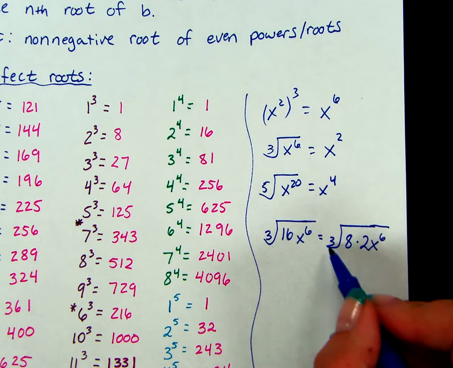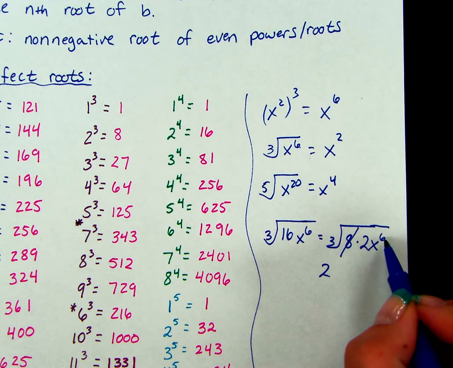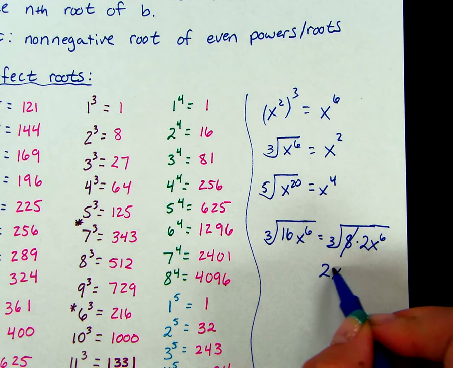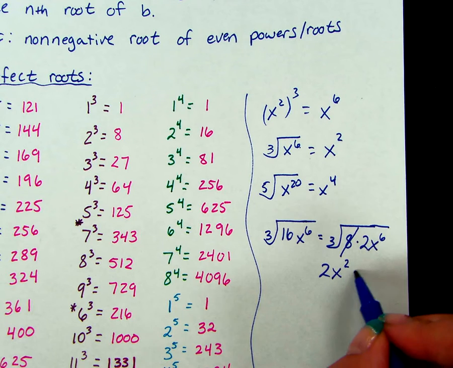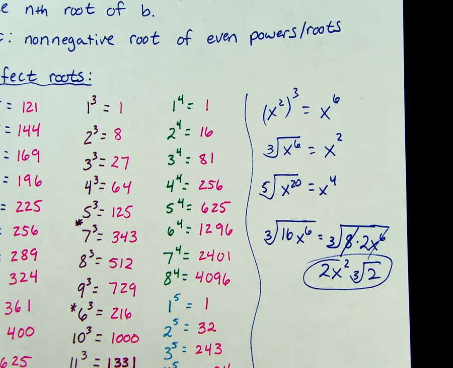So now we would have the cubed root of 8, which is 2. And then I would divide. So 6 divided by 3 is 2. So then this would be x squared. And then we would still have the cubed root of 2 on the inside. So that would be the simplified answer to that one.